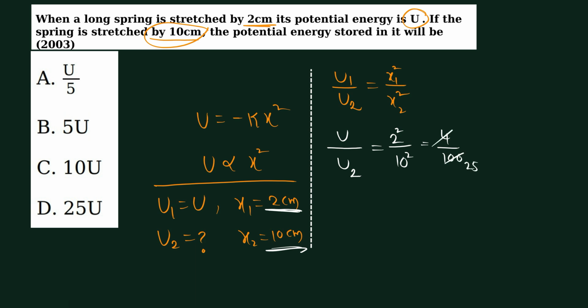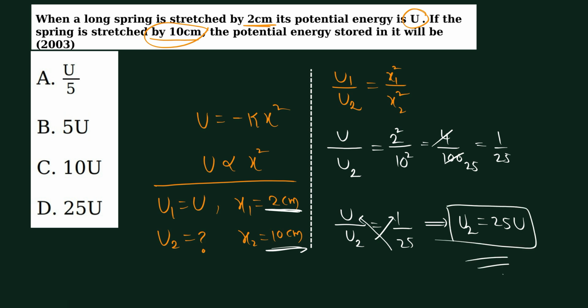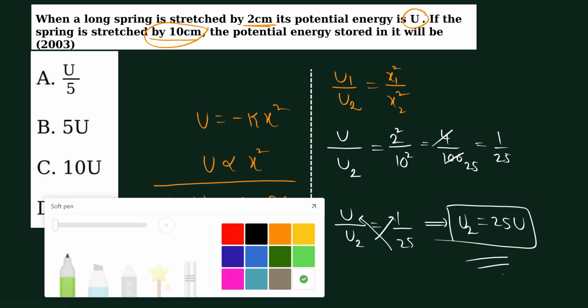Then 4, how many times is 100? 25 times. So U by 1 by 25. Then U equal to... do the cross multiplication now, 1 by 25. You do the cross multiplication like this. Then we can write this as U2 equal to 25 times of U. So this is your answer: U2 equal to 25U.